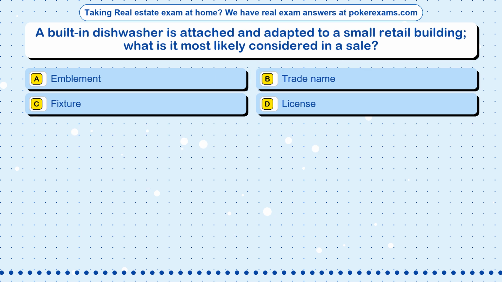Question 91. A built-in dishwasher is attached and adapted to a small retail building. What is it most likely considered in a sale? Option A, emblement. Option B, trade name. Option C, fixture. Option D, license.